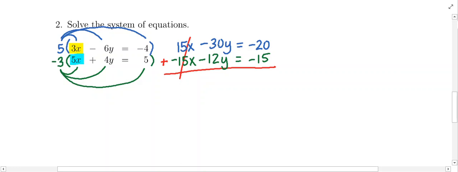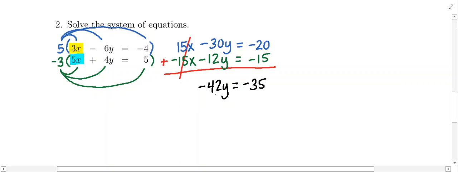Okay, so what's going to happen now? Negative 30y plus a negative 12y is going to be negative 42y. On the other side, we're going to have to add again. What is negative 20 plus negative 15? Well, that is negative 35.